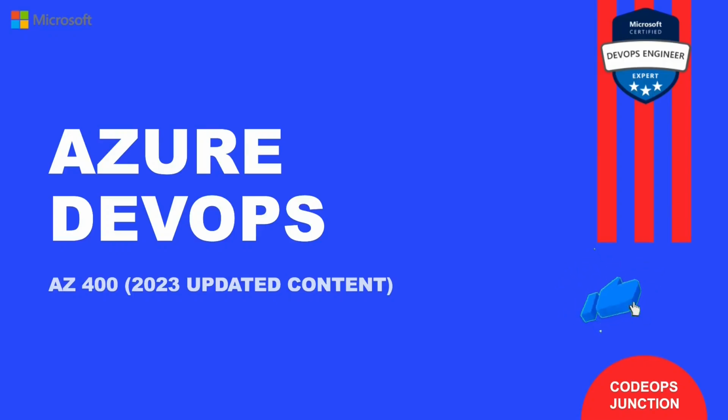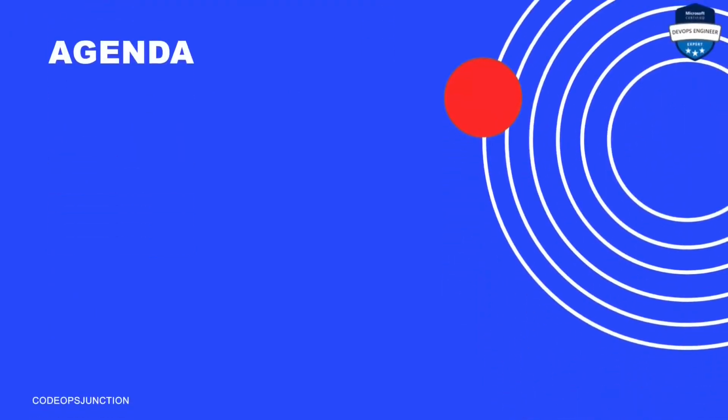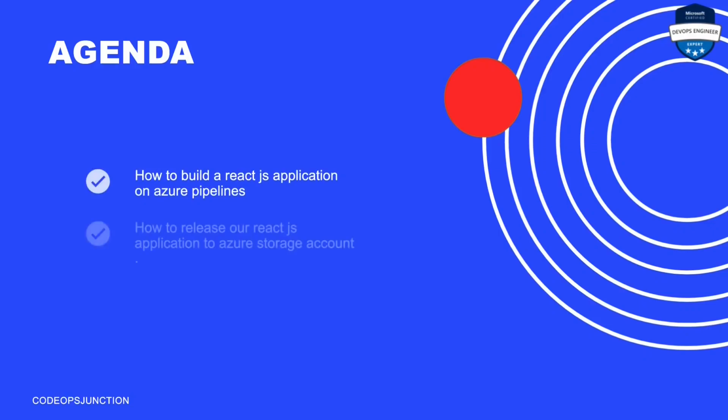So previously we have seen how we have created and deployed .NET application, React.js and Angular applications. Now in this particular video we will see how we can deploy the same React.js application on an Azure storage account using static website content. So let's get started. First we will see our today's agenda. We will see how to build a React.js application on Azure pipelines. Next, we will see how to release our React.js application on storage account.